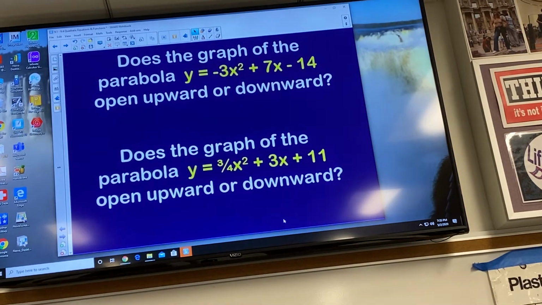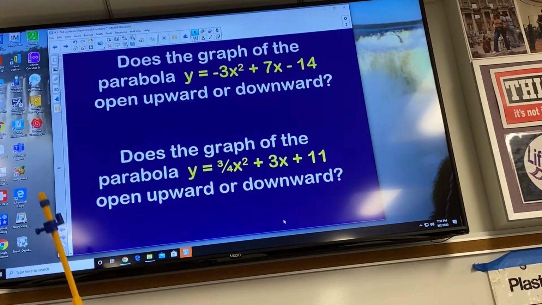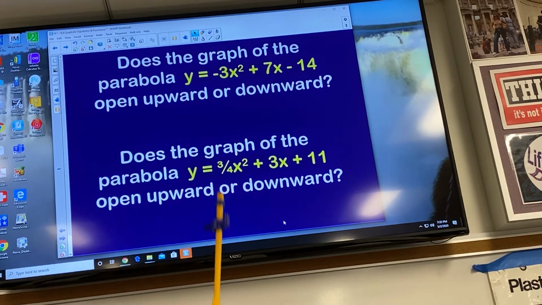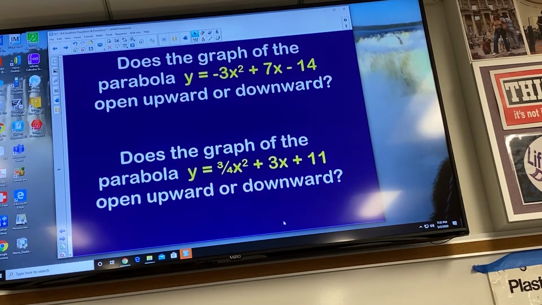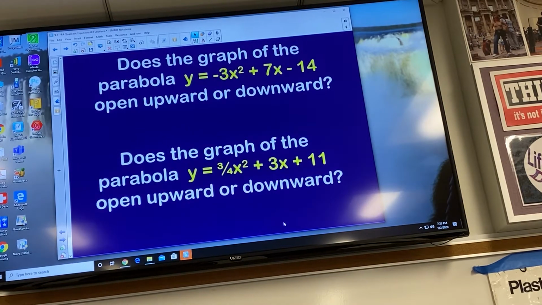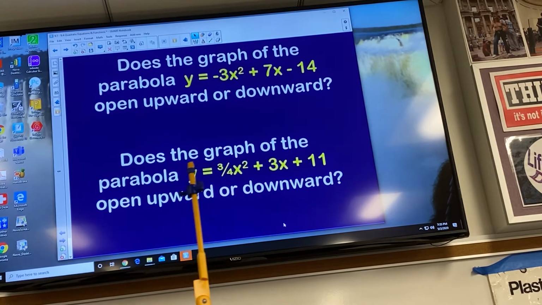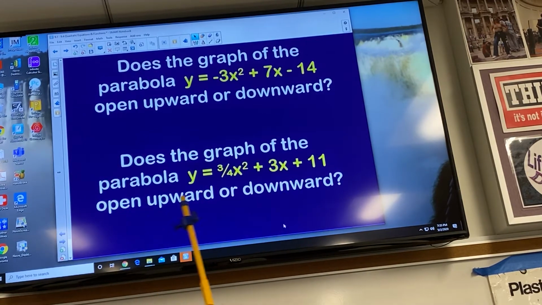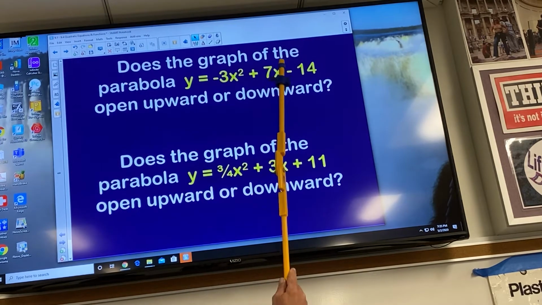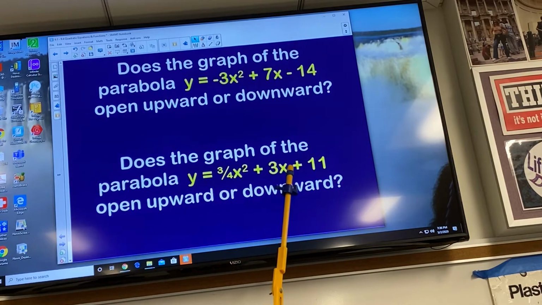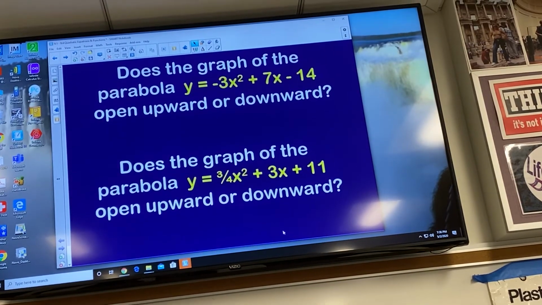Now, let's do a couple examples. I'm going to work some magic right here, but let's read them first. Does the graph of the parabola y equals negative 3x squared plus 7x minus 14 open upward or downward? Nothing matters except for the number in front of the x squared term. Look down here. Does the graph of the parabola y equals 3/4 x squared plus 3x plus 11 open upward or downward? Notice, these two terms don't affect whether it opens up or down.